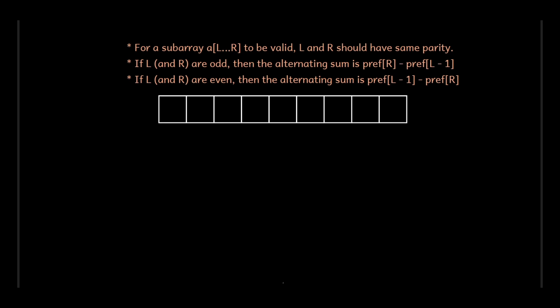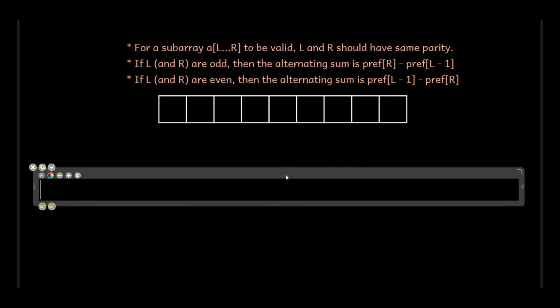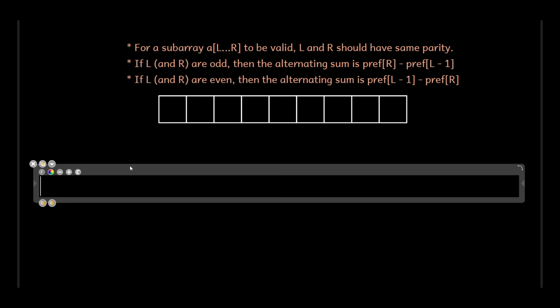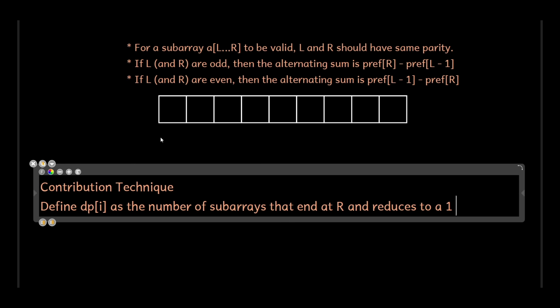So let's define something like, this is a very common trick. Now we want to apply a contribution technique here. So we want to apply a contribution technique, and you define dp of i as the number of subarrays that end at r and reduce to a one length array.